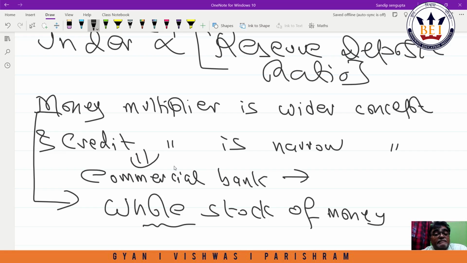Those who want to write can write this. Money multiplier is a wider concept. Credit multiplier is a narrow concept.